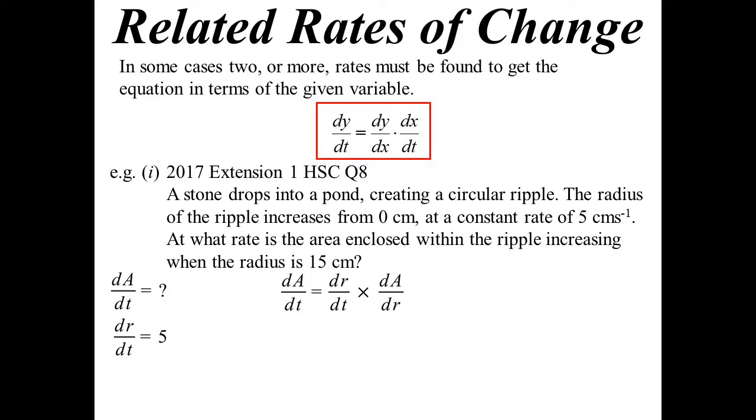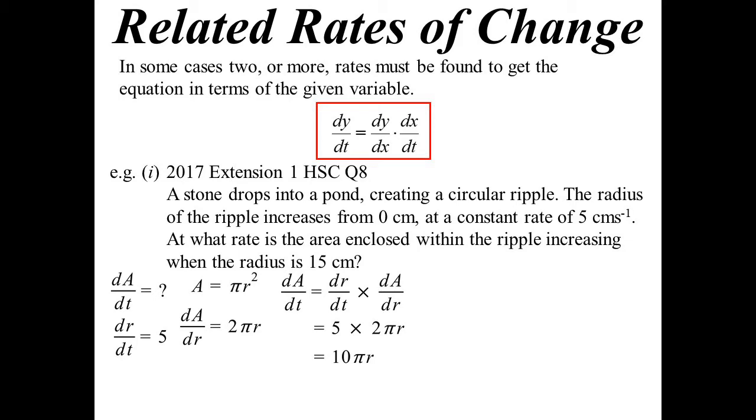Well, if I can work out an expression for dA/dr, then we have the link that will allow us to solve this problem. So a relationship between A and r, which of course we do have for a circle. We know area is pi r squared. So dA/dr would be 2 pi r. We can now complete our formula. So we end up with 5 times 2 pi r. So 10 pi r is the formula for the rate of change of area.